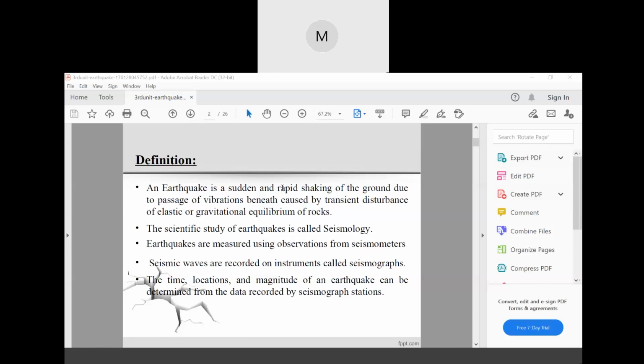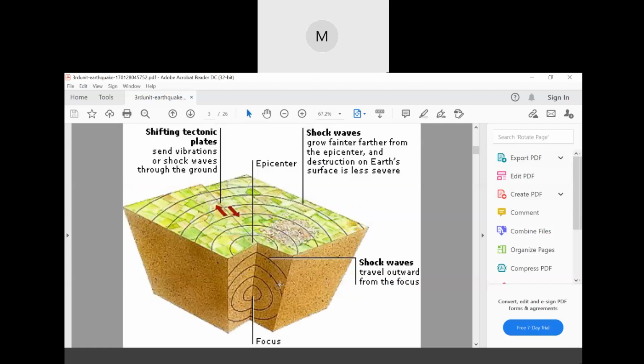Now, if you go to the next one, as you can see in the video, you saw how the wave travels. At the bottom, you can see this is the focus of the earthquake, the point from where the earthquake actually originates inside the ground. Now the point which is vertically above it, this point is known as what? The epicenter of the earthquake.